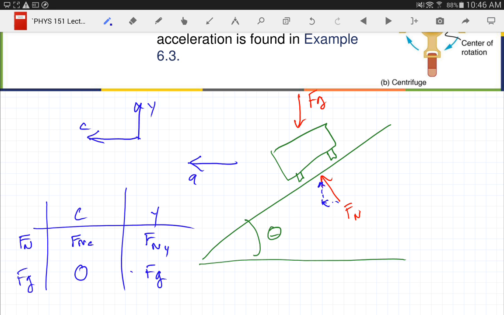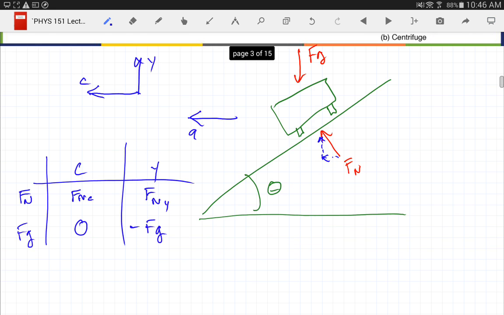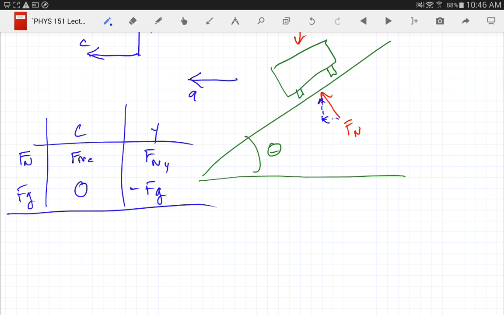And it's downward, so minus in the Y direction. Well, then following along with that homework problem, I do this so I can apply Newton's second law in each direction. I know the acceleration toward the center is v squared over r, because it's going in a circle. And the acceleration in the y direction is 0, because it's not going up or down, it's not accelerating up or down.